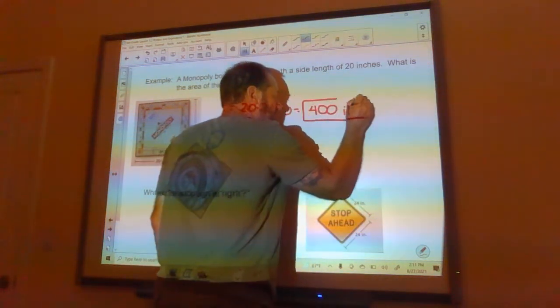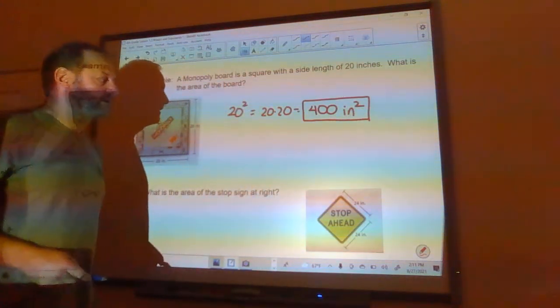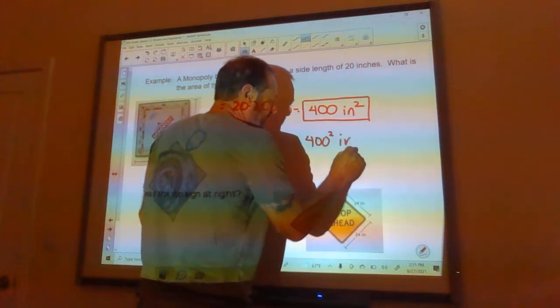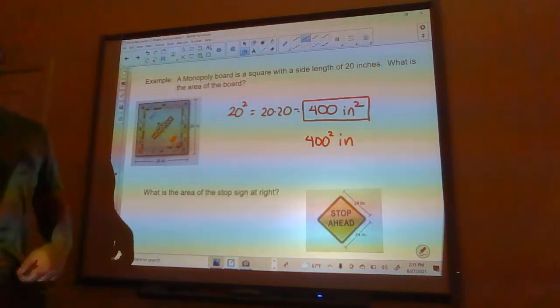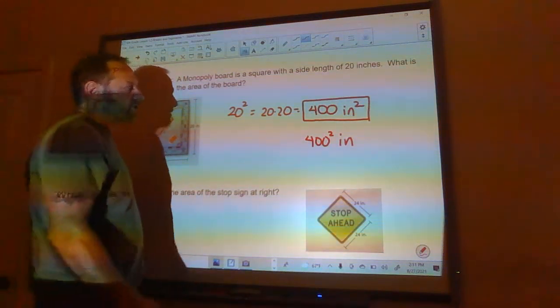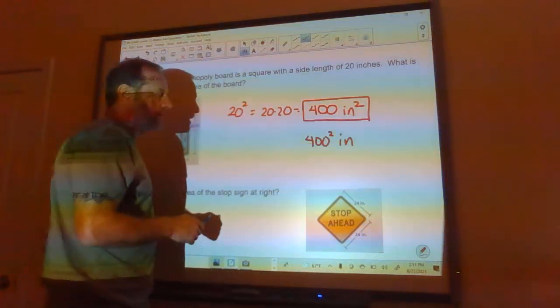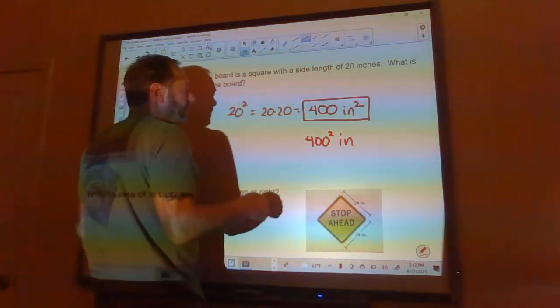So this has an area of 400 square inches. Okay, now notice you write it as inches squared. You don't write it like this. Okay, this would be wrong. Even though you read that, you want to go, oh, 400 square inches. Nope, that's not what that means. It's the inches that are squared, not the number. See, this says 400 squared. Well, that's 160,000.